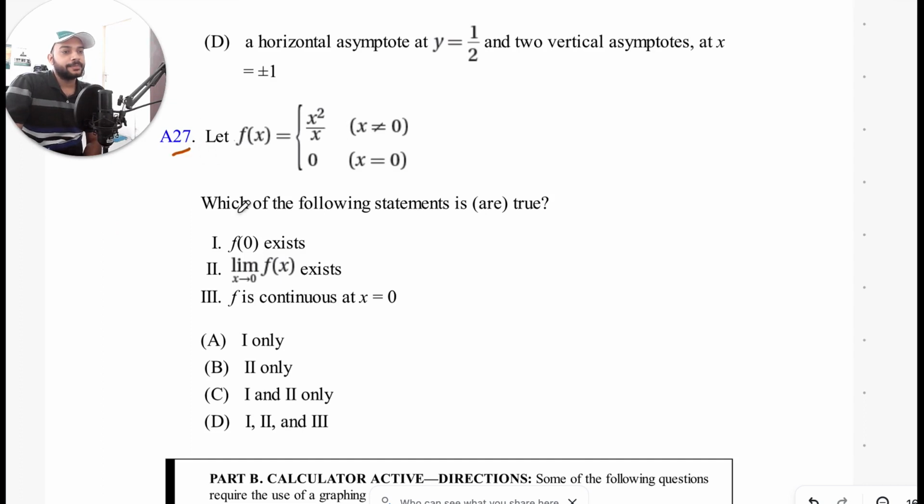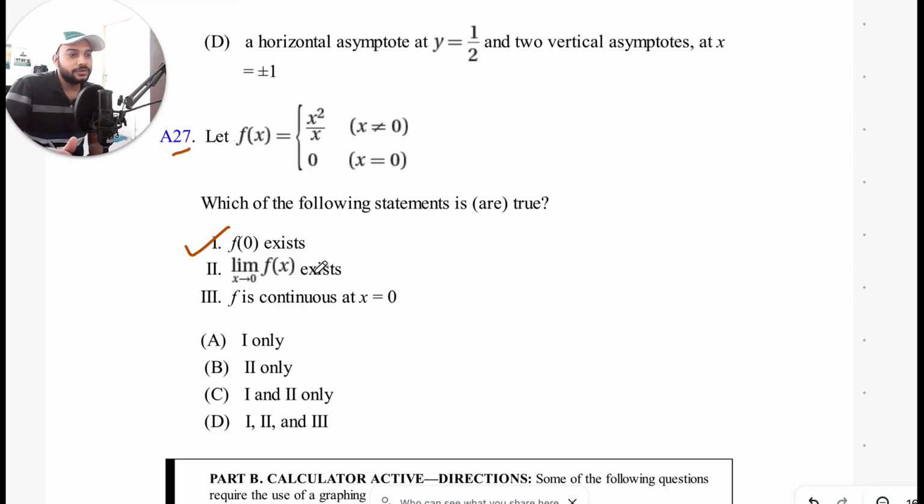A27. Okay. Let f of x is equal to x squared over x for x not equal to 0, and f of x is 0 for x equal to 0. Which of the following statements is or are true? First of all, f of 0, we need to check if f of 0 exists. So x is equal to 0, yeah, it does. 1 is correct.